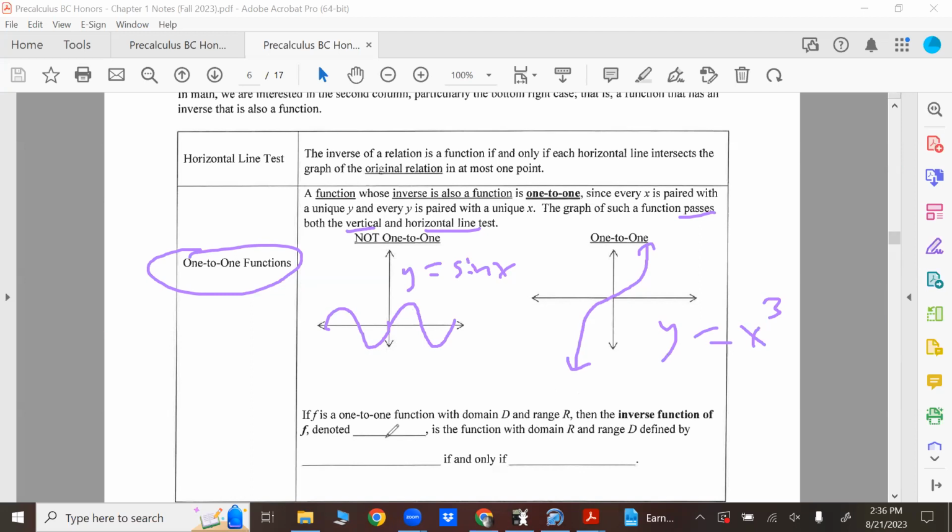And how do you guys write the inverse? Do you guys remember how to do that? f to the -1. Good. Yep. It's not 1 over f. Just so you know, it's not 1 over f. It's just a notation thing.